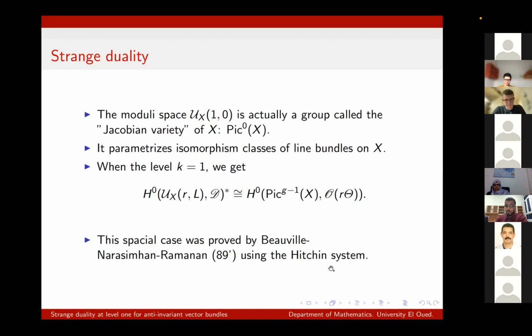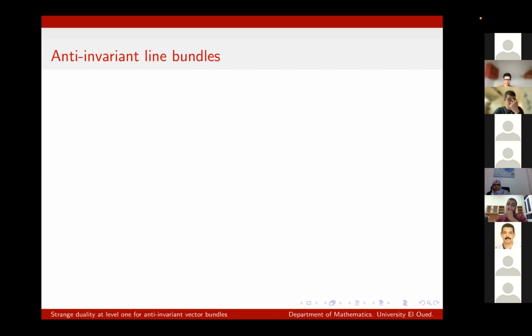I will explain this Hitchin system in the second part of this talk. But okay, in our case, we are interested in another moduli space, which is the moduli space of anti-invariant vector bundles, not line bundles. But let's start with what are the anti-invariant line bundles.